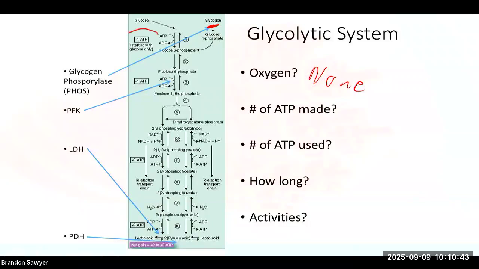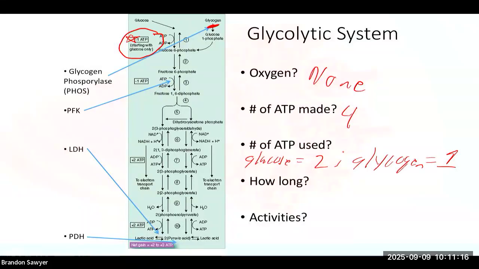One thing to note is when you skip that top step, you use one less ATP, right? You can see the minus ATPs over here. These are the ATPs used, and the plus ATPs here are the ones that we form during that process. So we got 4 on the plus side, so we made 4 ATP. But if we started with glucose, then we used 2. If we started with glycogen, then we used only 1. So our net ATP production from the glycolytic system alone is either 2 or 3, depending on whether we started with glycogen or glucose, right? Start with glucose, 2; start with glycogen, 3.